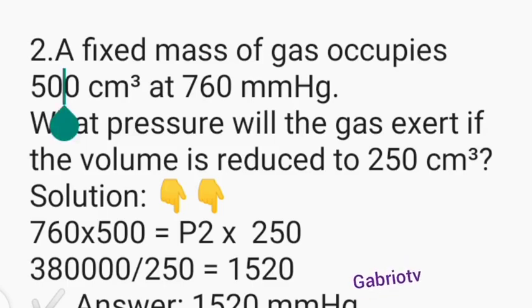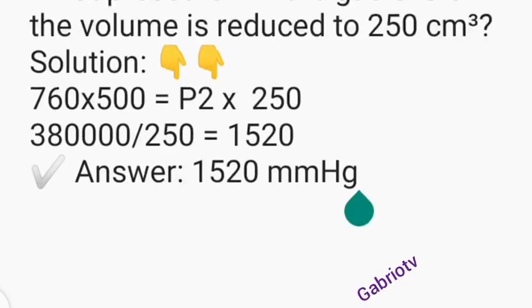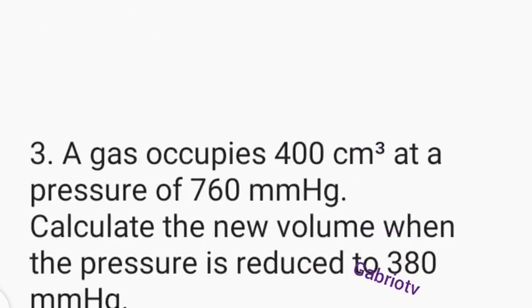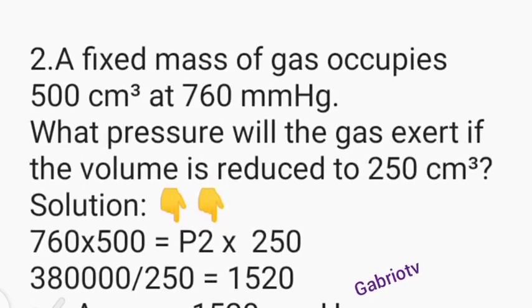Our first volume is 500. Then our first pressure is 760. You can see. Then our second pressure is what we are looking for. Then our second volume, the final volume, is 250. 760 times 500, that's 380,000, divided by 250. And the answer there is 1520 mmHg. This one signifies the P2. So that is that. Look at it, it's as simple as that.